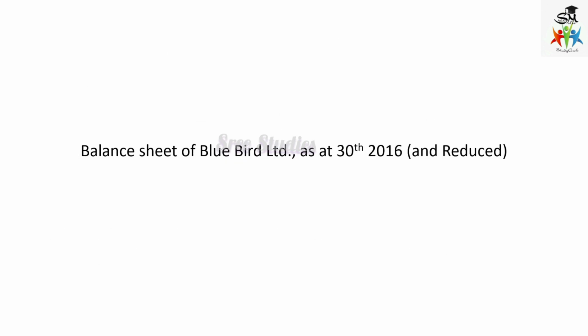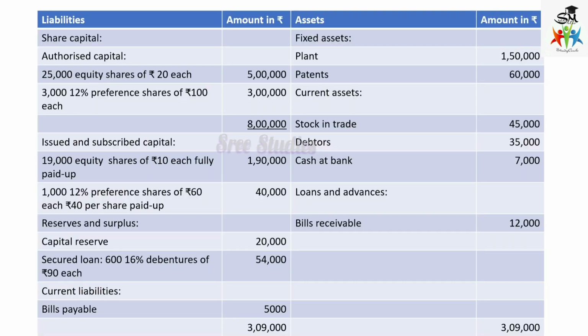So the balance sheet of Bluebird Limited, liabilities and assets. See, authorized capital, we are not touching it. Whatever is authorized, we are keeping as such. But issued and subscribed is changed. Before it was 15,000 equity shares, now it is 19,000 equity shares of rupees 10 each. The same 1,000 12% preference shares, 60 each, 40 per share paid up, 40,000. Then the reserves and surplus, that is capital reserve account, which comes from capital reduction, we are taking it. And secured loan has 600 16% debentures of 90 each. The percentage changed, that should be kept in mind and recorded here.